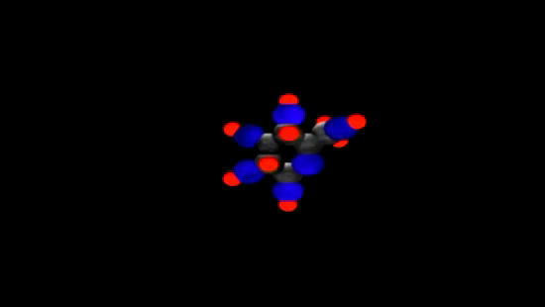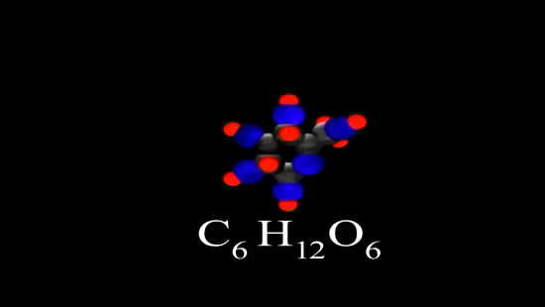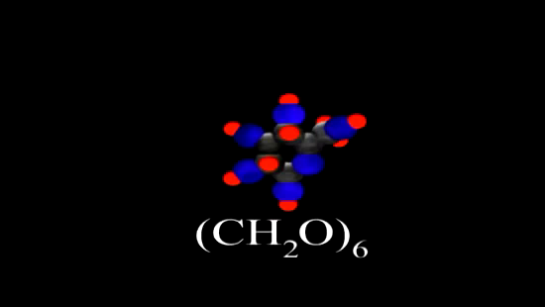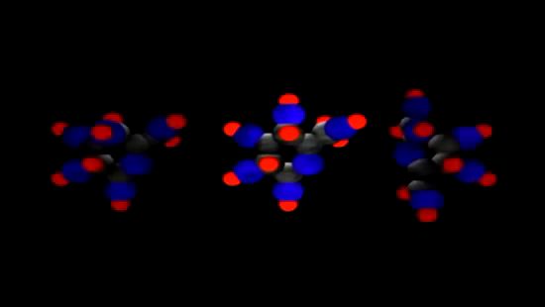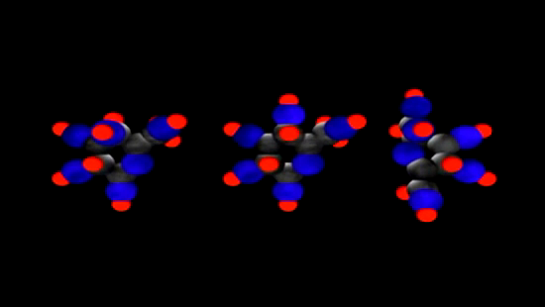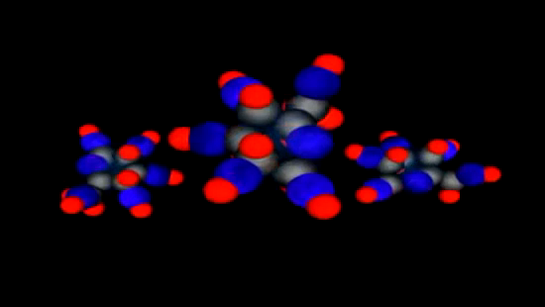Glucose's chemical formula of C6H12O6, or CH2O6, is shared with fructose and galactose. However, the 3 have different chemical structures, giving each a different taste.